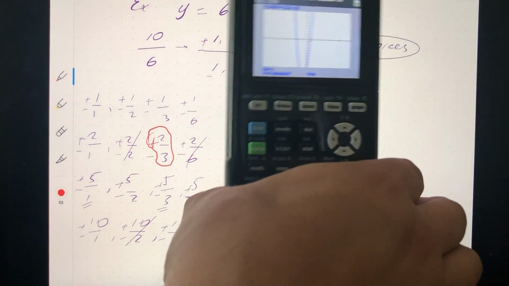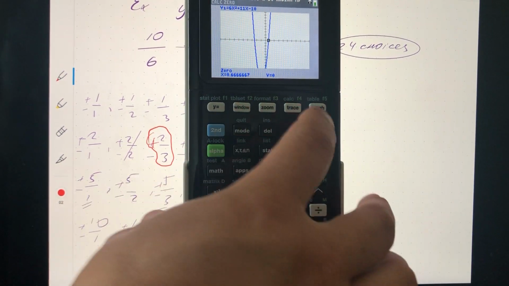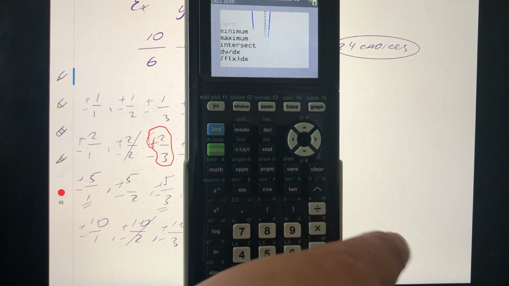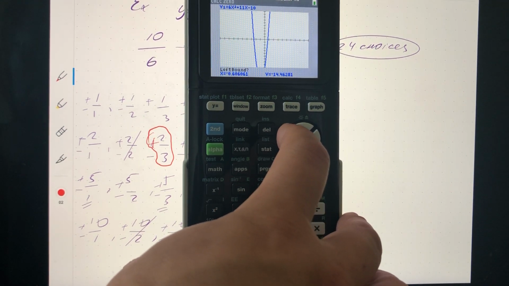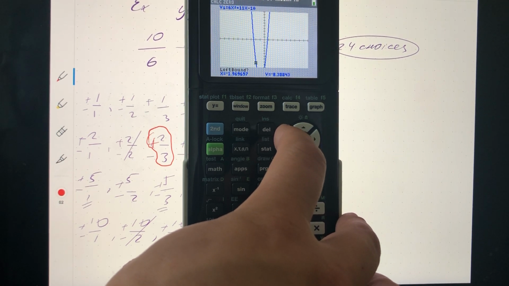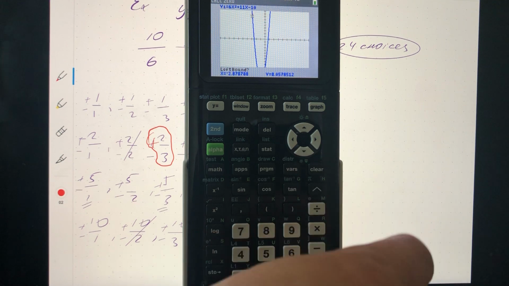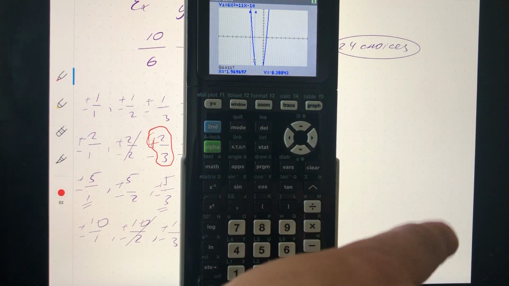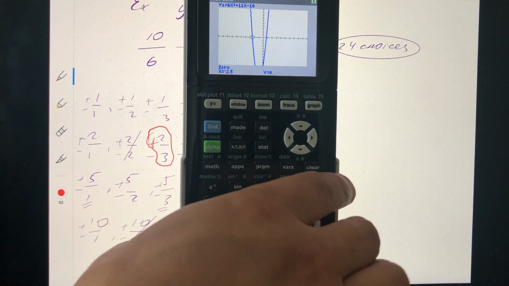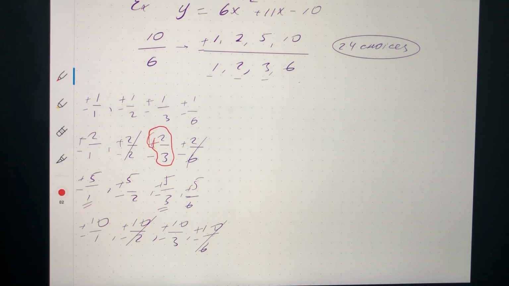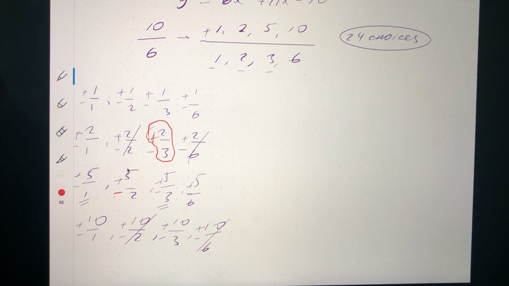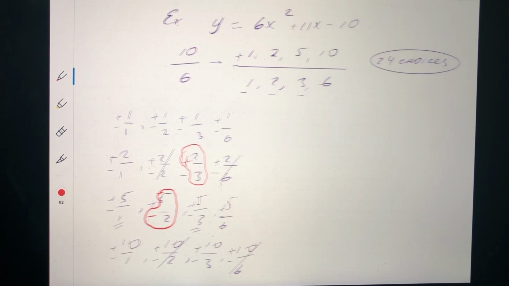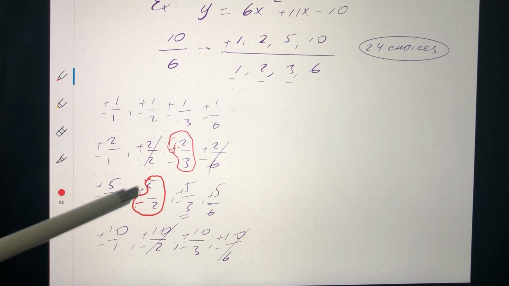Now let's see what the calculator says about the negative one. Second, calculate, zero, and move over to the negative side. Have to be to the left side of it. A little bit more here, that's far enough. And then move to the right side of the solution. And now we're going to guess between the two pointers. Enter. -2.5 is the second guess, and -2.5 happens to be the same as -5/2. So the calculator helped us zoom in from the 24 possibilities to just these 2.